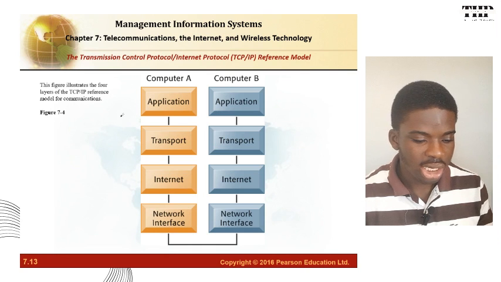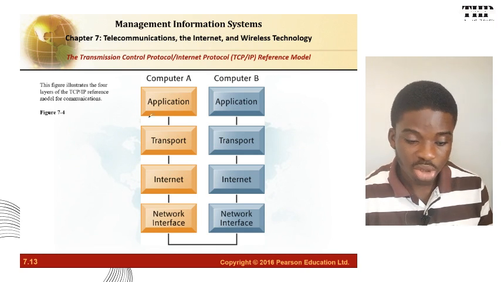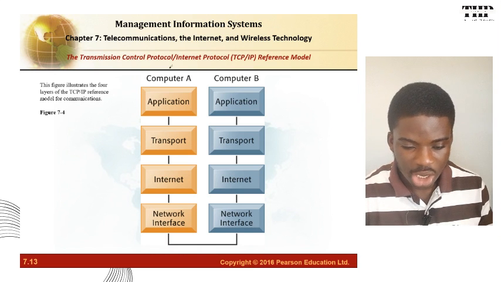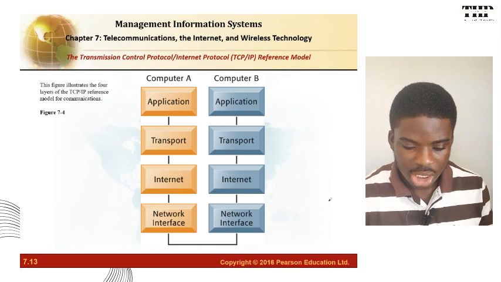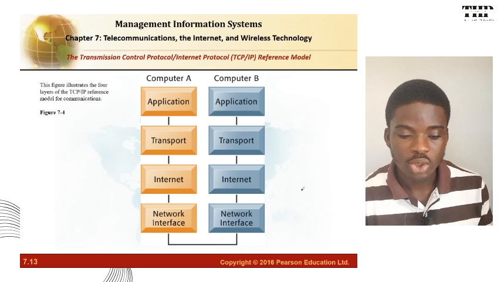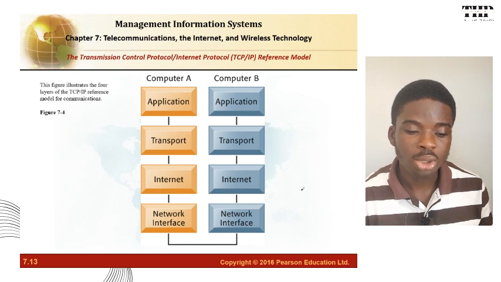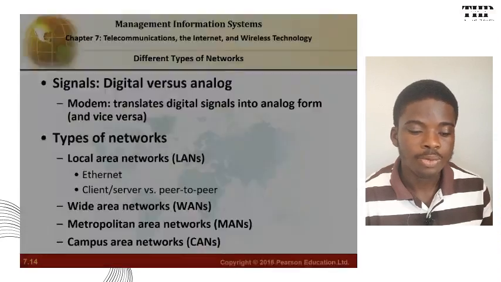Here is an illustration. This is a reference model for communications by the Department of Defense. You have the application layer, computer A, computer B. They both have the same protocol, so they have the same rules for communication. This is how it works: application interface, transport, internet, and network interface. Computer A, computer B. This is an illustration of what the reference model of the TCP/IP looks like.